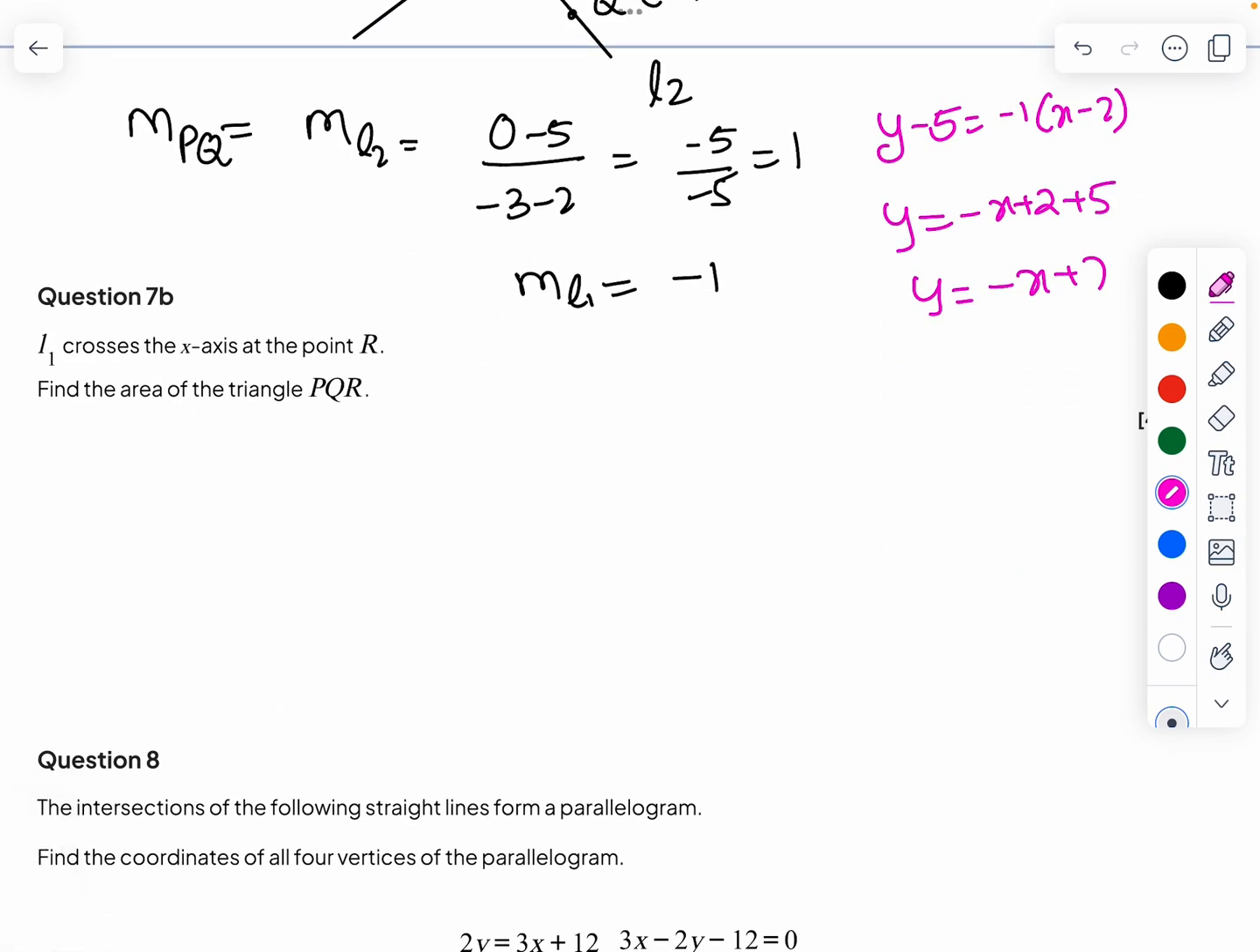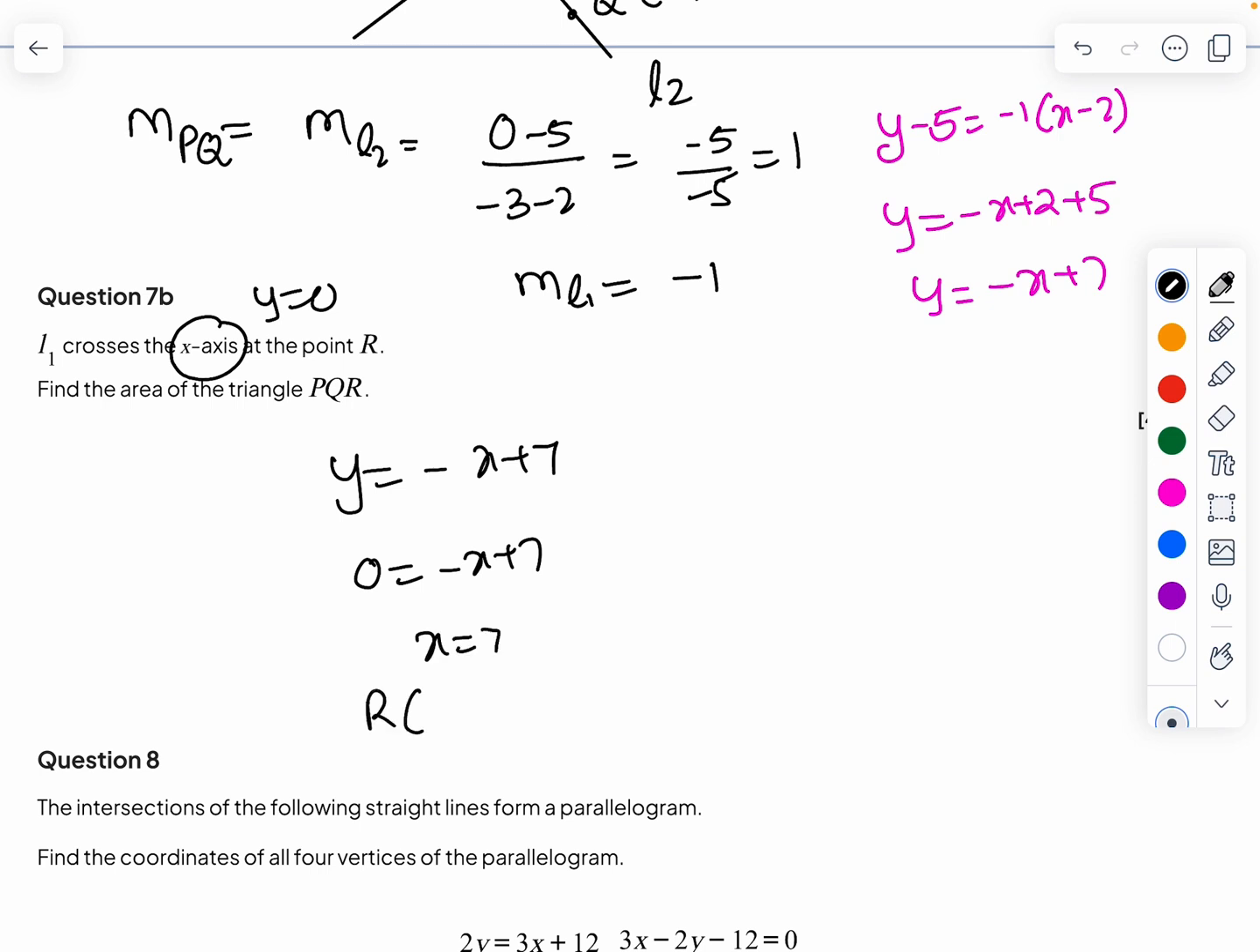L1 crosses the x-axis at R. So y = -x + 7. The x-axis means y = 0. 0 = -x + 7, x = 7. So what is the value of R? R is going to be (7, 0). Find the area of the triangle PQR.